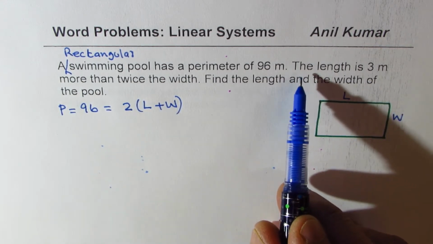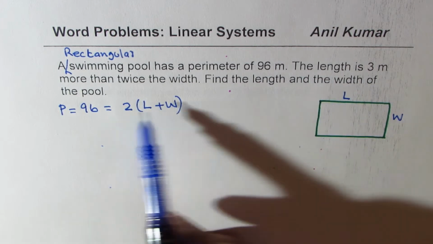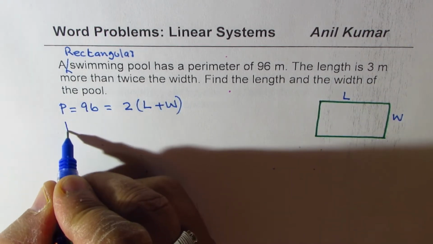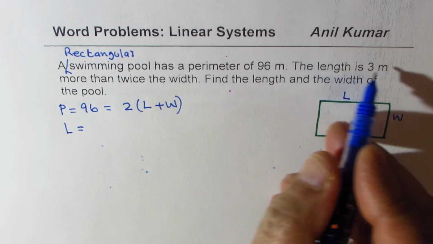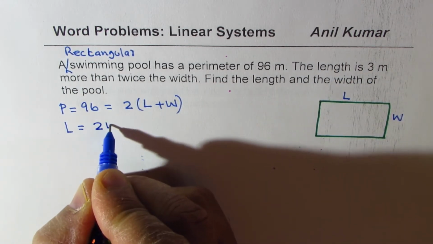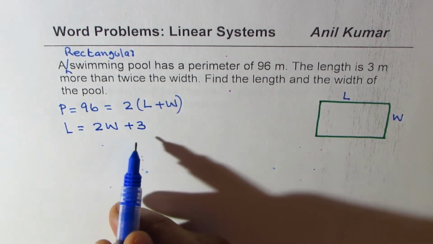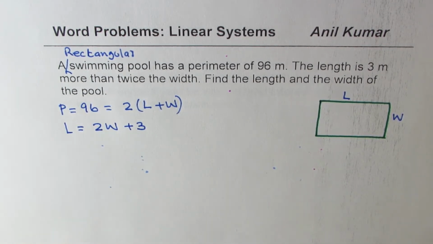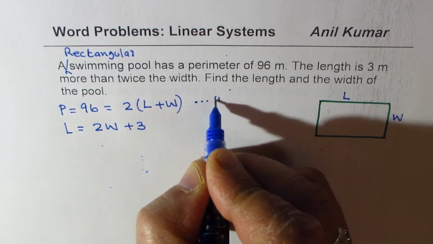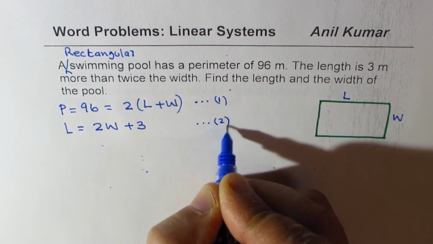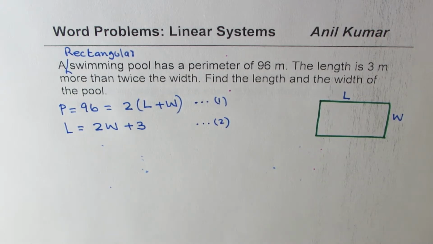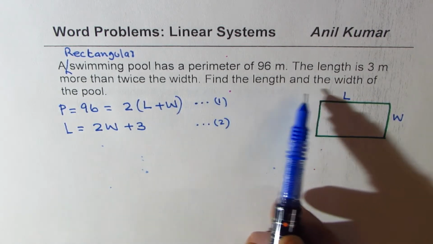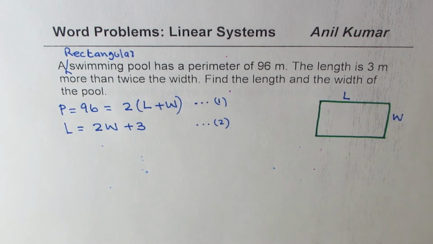Now, the second statement here is, the length is 3 more than twice the width. That means length is equal to 3 more than twice, so we'll do 2 times width plus 3. That means 3 more than twice the width. Do you see that? So we get two equations. We'll number the equations as 1 and 2. Now we can solve this question with elimination or substitution. Find the length and width of the pool. That is what we need to do.